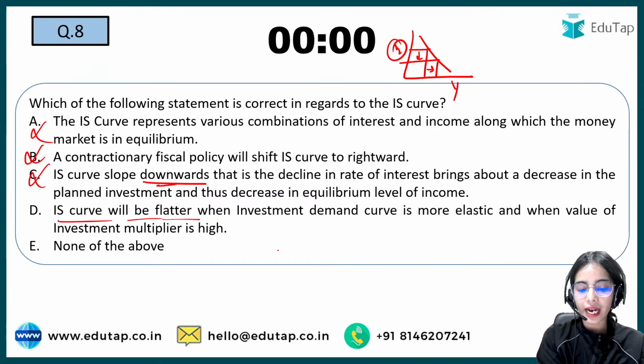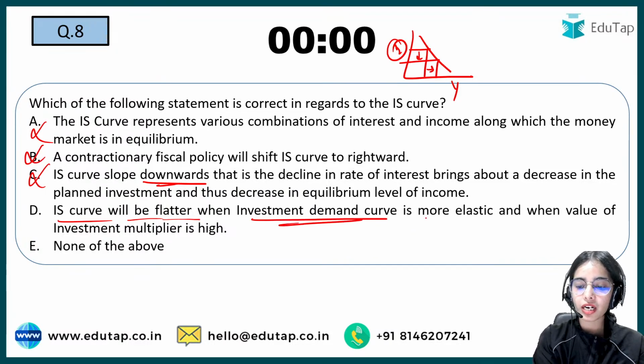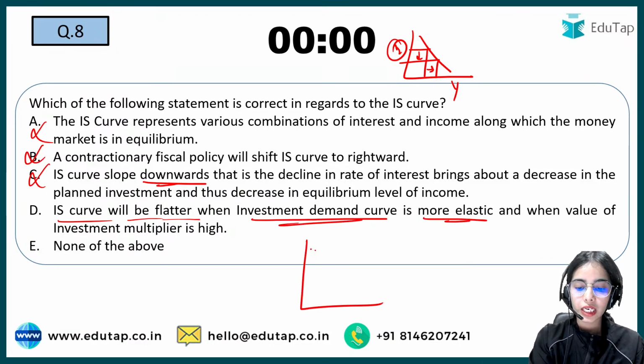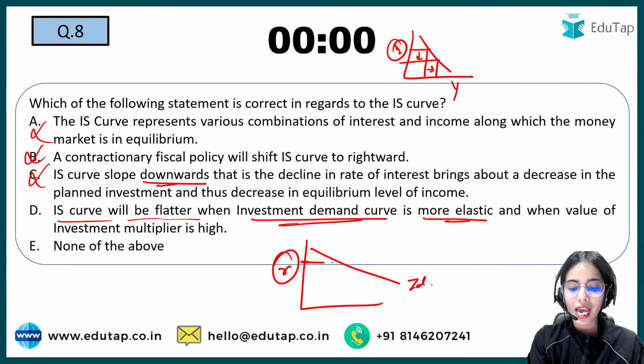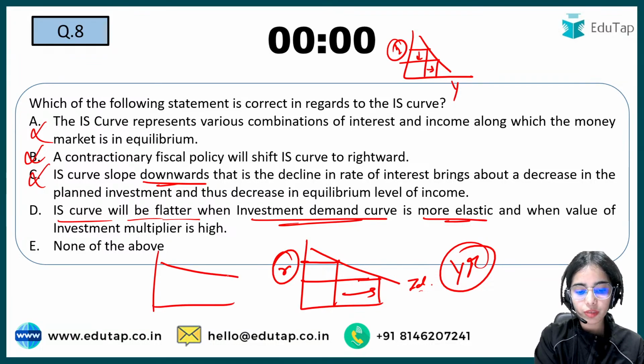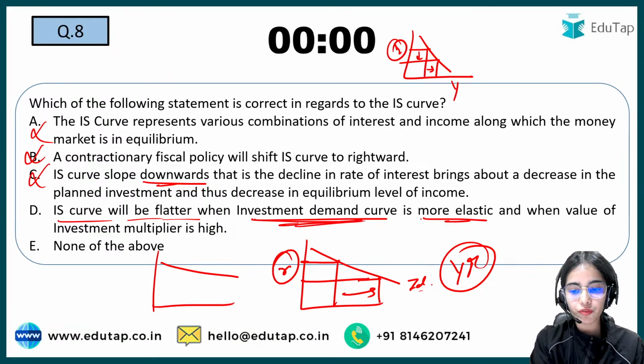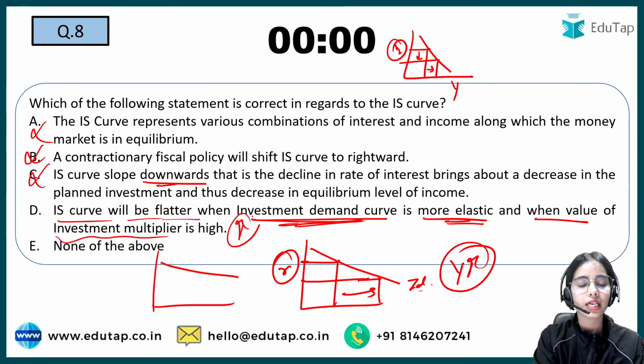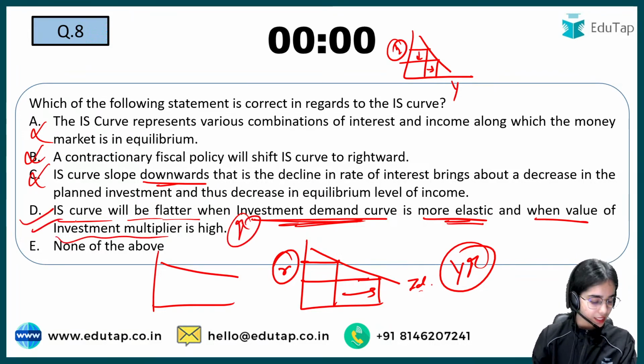The IS curve will be flatter when the investment demand curve is more elastic. That means the investment demand is more elastic to the rate of interest, and with the decline in the rate of interest, there is a huge increase in the investment. That means there is a huge increase in the level of income. So yes, the IS curve will be flatter when the investment demand curve is more elastic and when the value of the investment multiplier is high. So this is correct. So D is the right answer here.